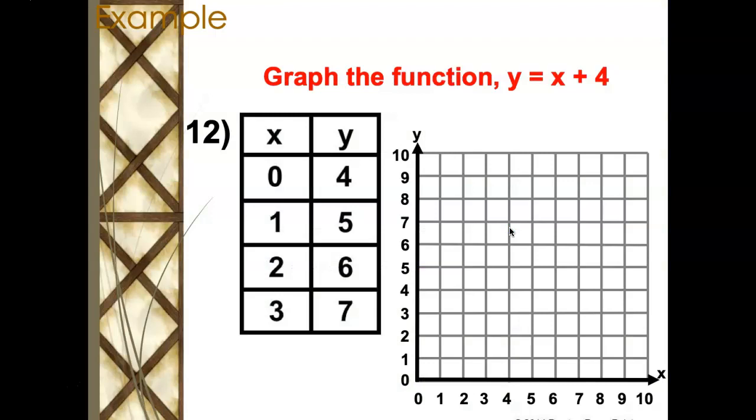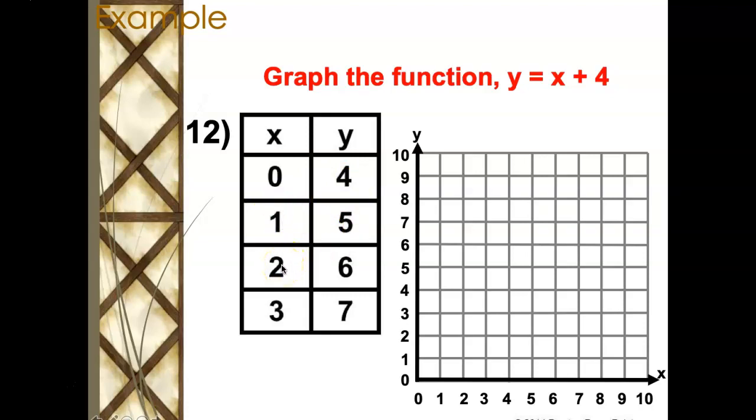Okay, so let's try. I now have a completed table. The completed table, the function is y is equal to x plus 4. So for every value of x, you add 4. So here the value of x is 0, plus 4 is a 4. Here the value of x is 1. 1 plus 4 is 5.